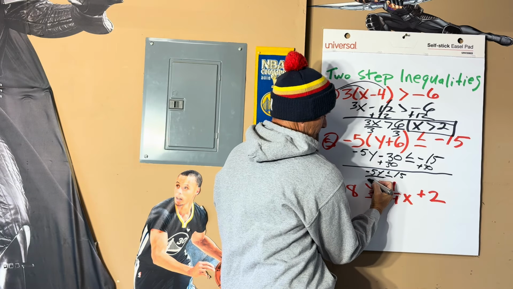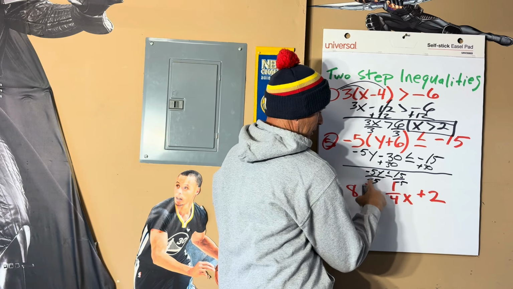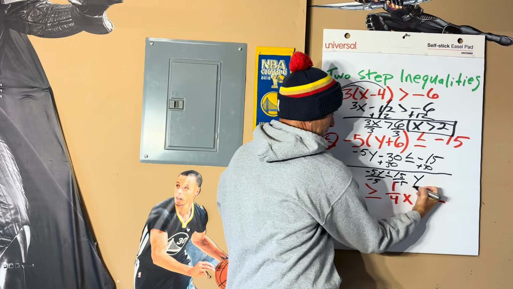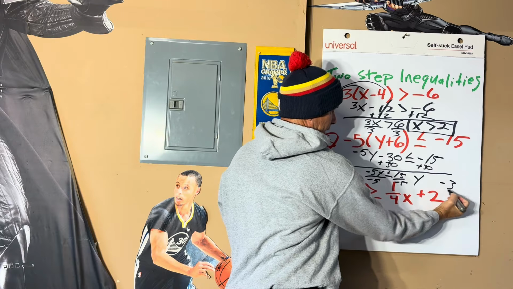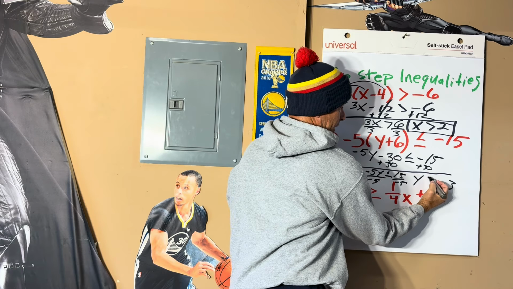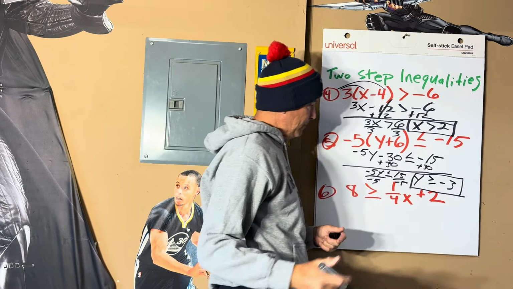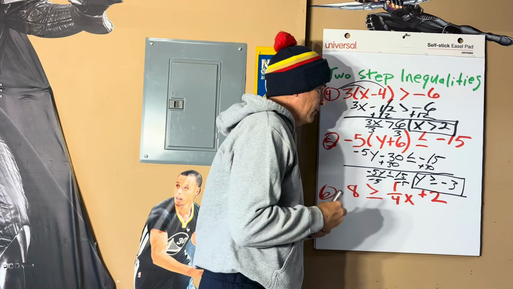All right, divide by -5. Divide by -5, so we're going to have y, we're going to have -3. But what do we have to do to the inequality, because we divided by a negative? Yeah, buddy. You had to flip it. y is greater than or equal to -3.